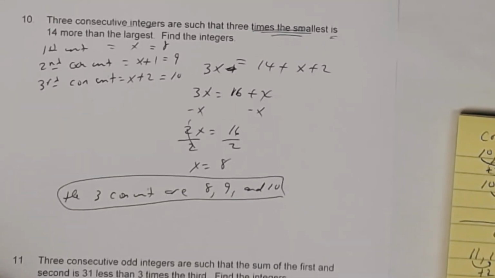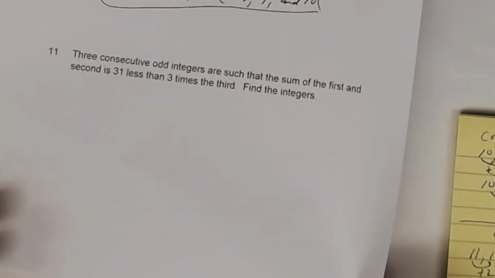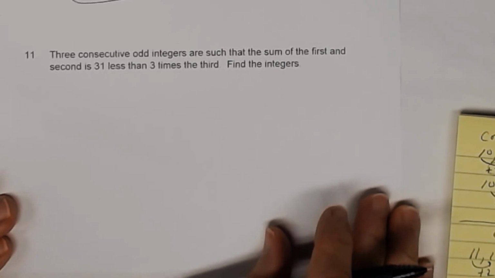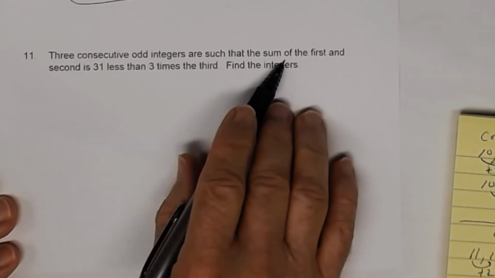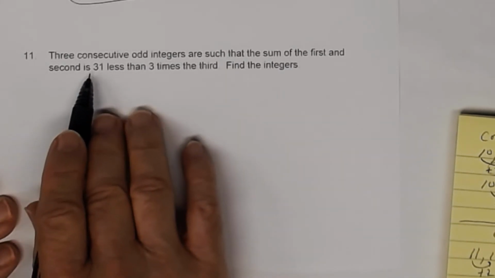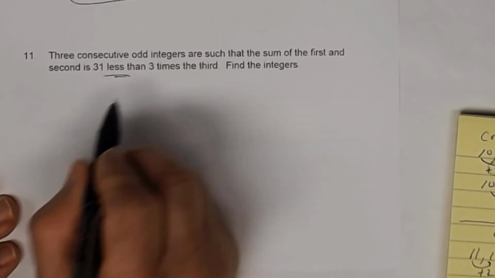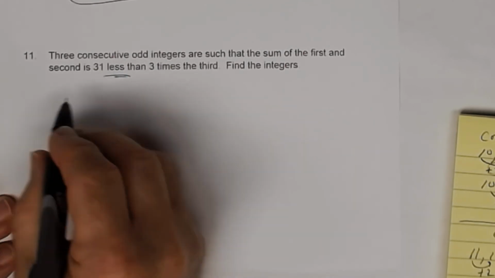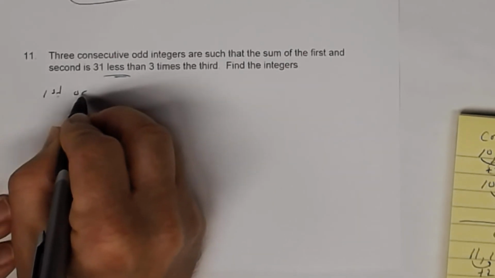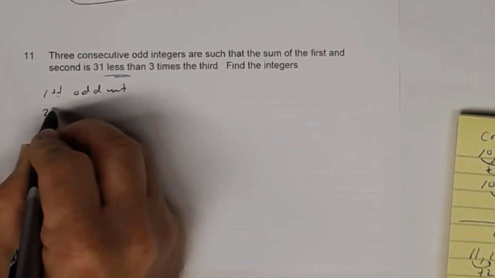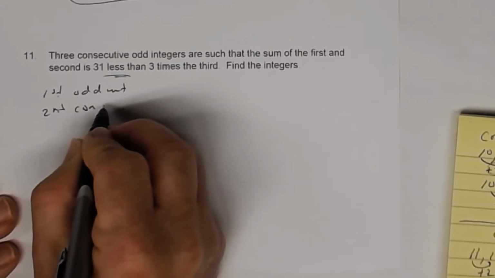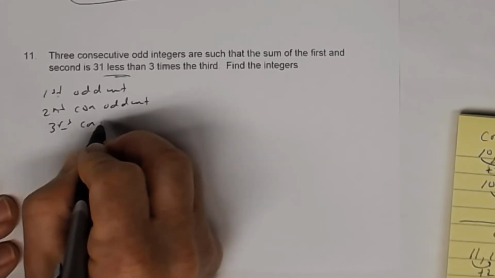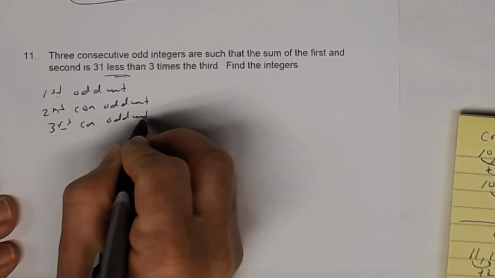Okay, not that difficult, fairly easy to deal with. Okay, so let's look at the next one. 3 consecutive odd integers again, such that the sum of the first and the second is 31 less than, be careful with the word less than, 3 times the third. So you're dealing with consecutive odd integers. So first odd integer, second consecutive odd integer, third consecutive odd integer.